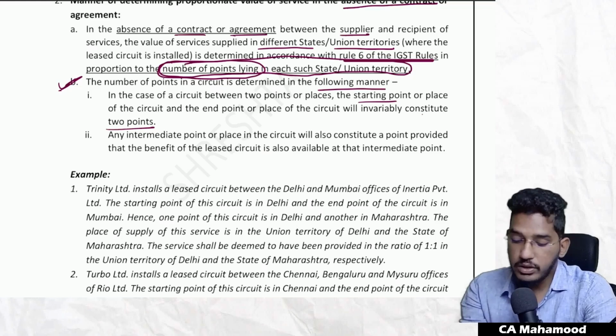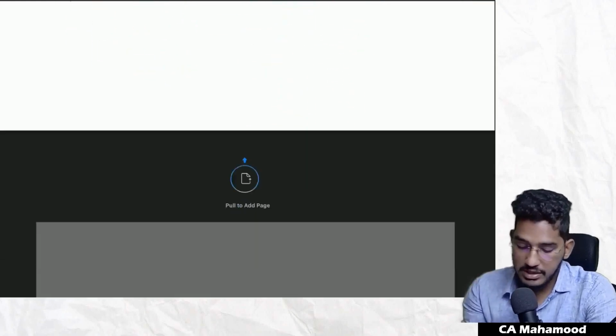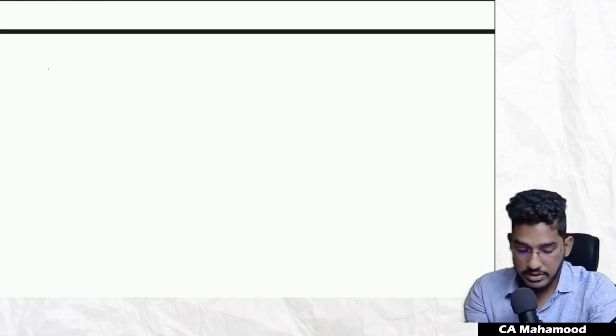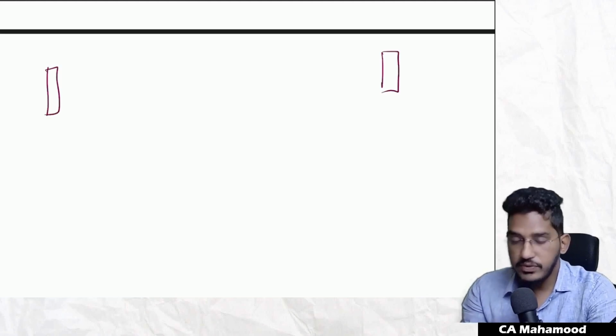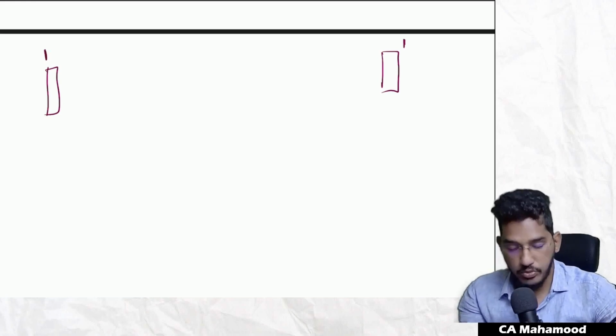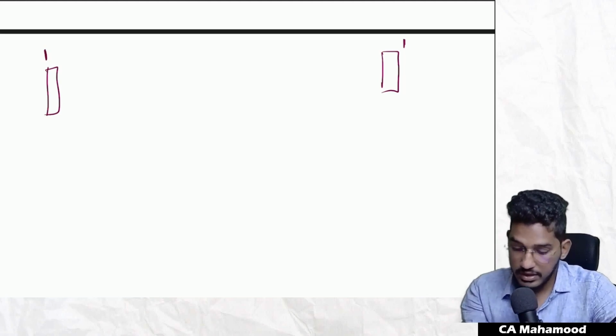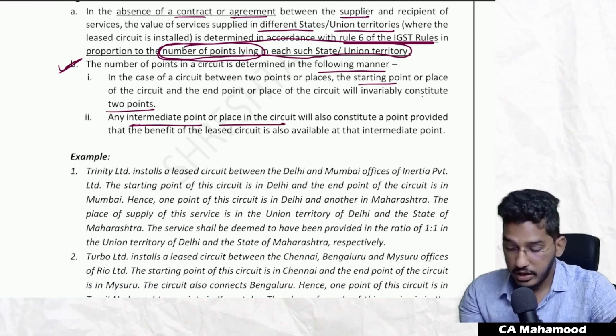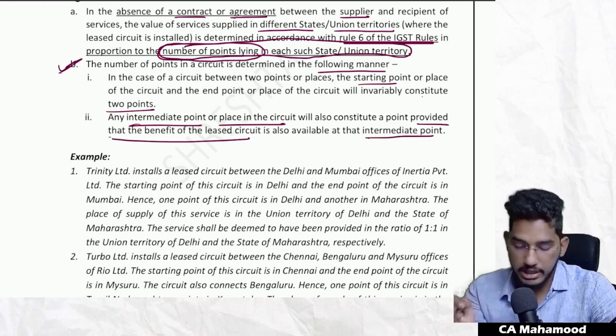Sir, how to calculate the points? Obviously, whatever is the starting point of the circuit. So they are elaborating in a detailed manner how to determine this number of points. See, starting point, ending point, will always be considered as two separate points. Whatever is the starting point of the circuit, that is one point. Whatever is the ending point of the circuit, that is another point. Next one. What else do they say? Any intermediate point or place in the circuit will also constitute a point, provided that the benefit of the leased circuit is also available at the intermediate point.